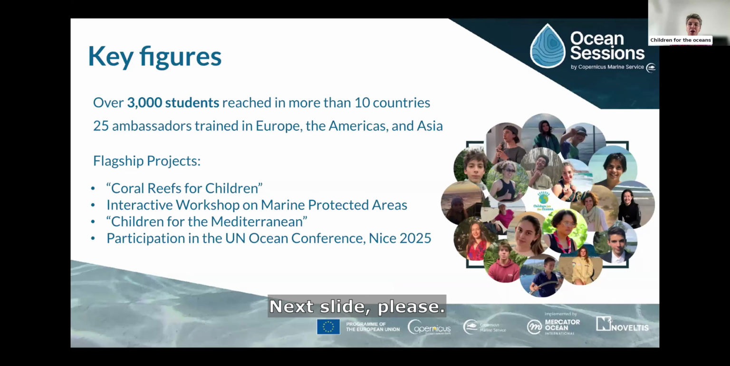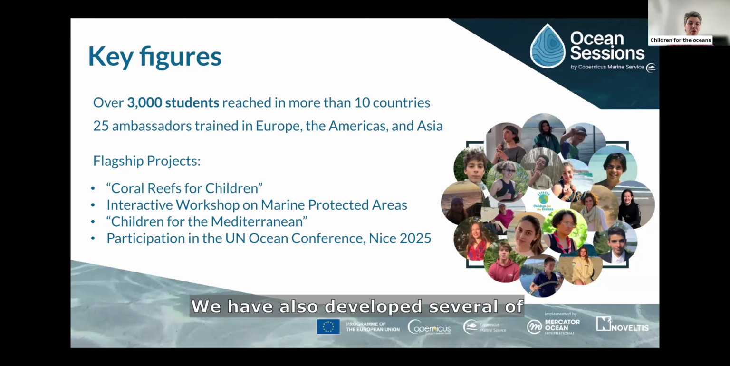Next slide, please. Some key figures. Since its creation, Children for the Ocean has reached more than 3,000 students in more than 10 countries. We now have a community of 25 ambassadors across Europe, the Americas, and Asia. These numbers are important because they show that our model can travel and young people can speak to young people in schools, events, and local communities using a common scientific and educational framework.